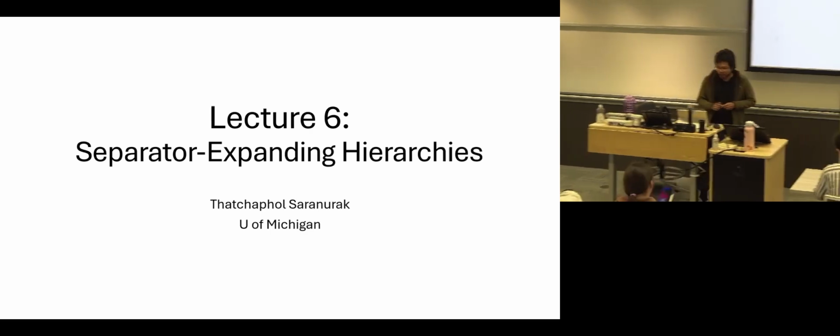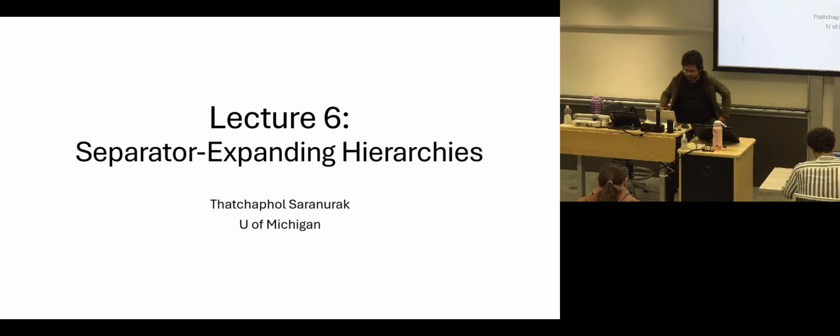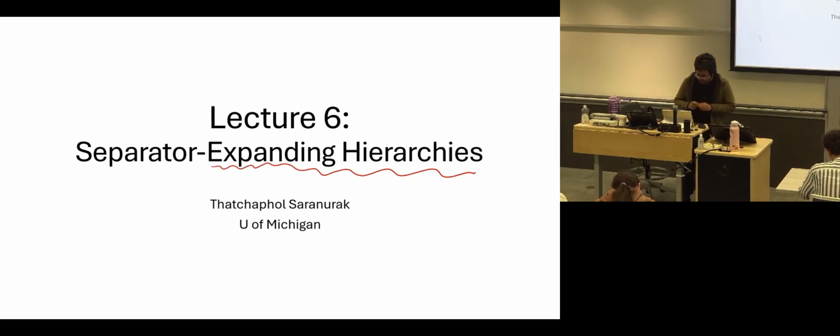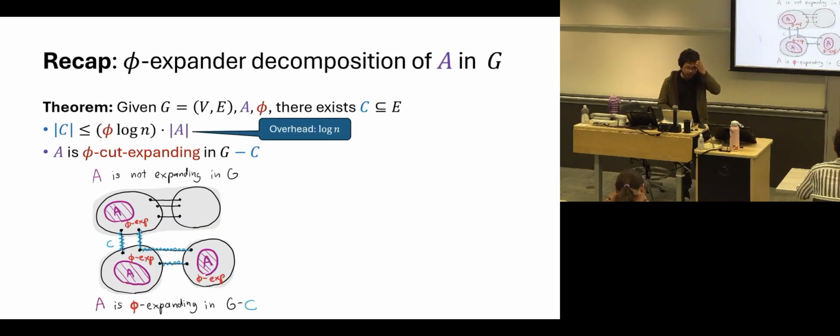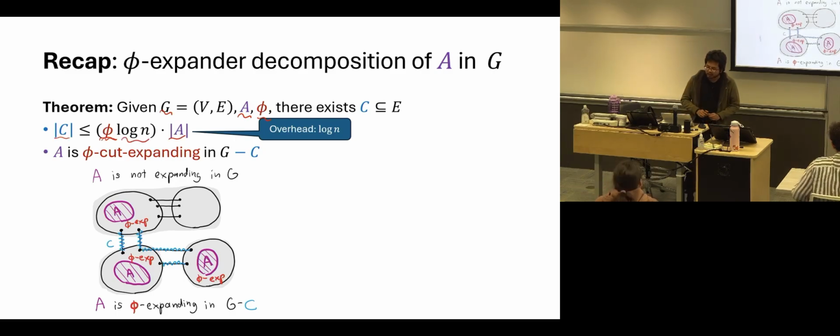We're going to look at a new concept today, which is something about expanded hierarchy. But before going there, I just want to recap again about expander decomposition. So this is what we have. Given any graph G, a node weighting A, and parameter phi, we can cut phi log n times A edges, so that A is cut expanding. Okay, so that's expander decomposition.